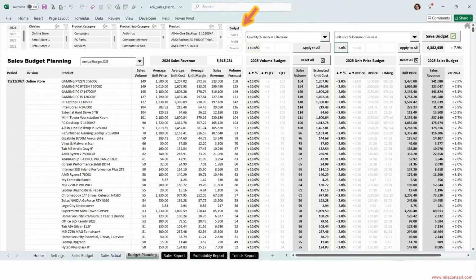Here is the sales budget planner. Select target division and products. Select budget period, annual, quarterly, or monthly budget. Select sales volume budget method.